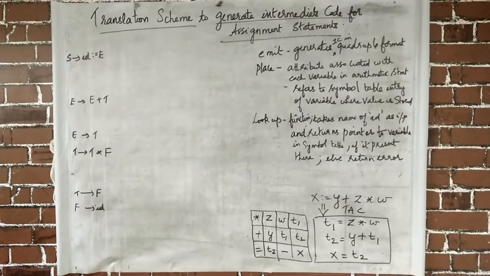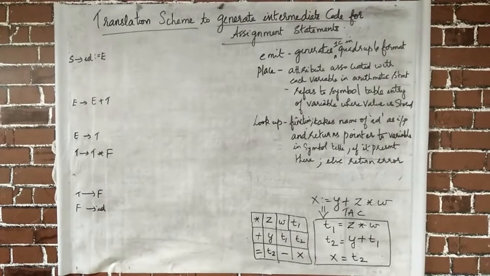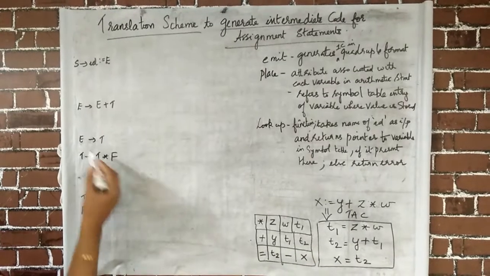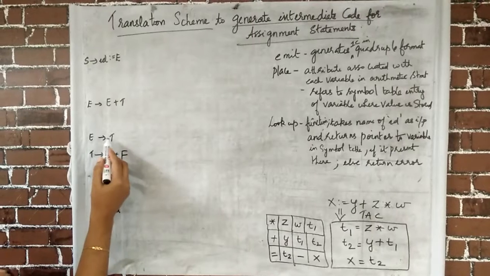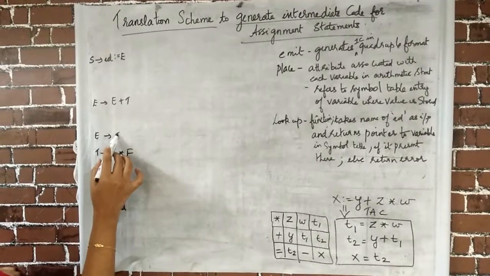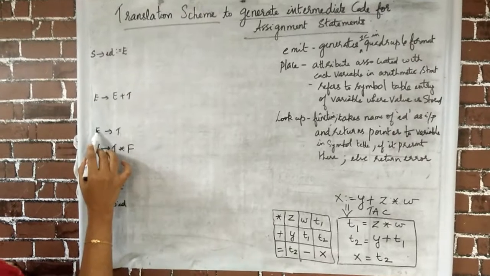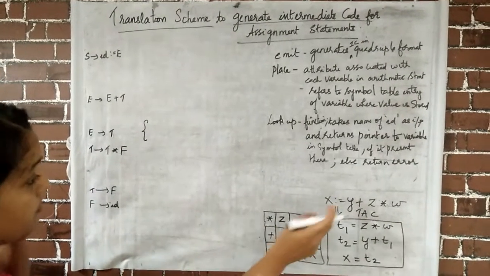Okay, so we already discussed what a translation scheme is. Now let us write a translation scheme for that. First, let me write the translation scheme for this. We are just propagating the value of t to e, right? This means that whatever value we have given for t, it has to be given to e, right? And this quadruple is being generated.